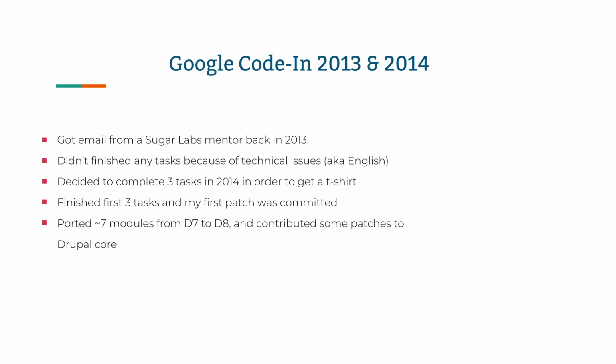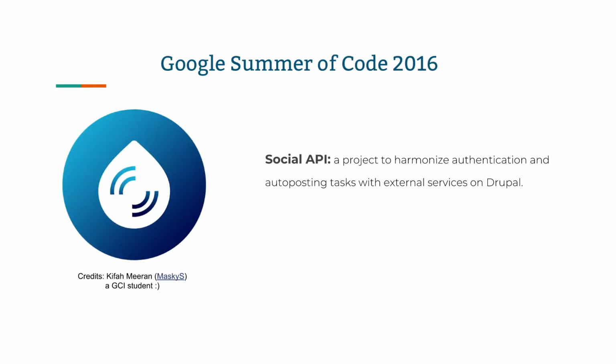At the end of GCI, which is a 7 week competition, I ported around 7 modules from Drupal 7 to Drupal 8, including easy ones like Scroll to Top, and harder ones like Administer Users by Role. And I contributed some patches to Drupal core. And then in 2016, I did Google Summer of Code, and I worked on the Social API, which is basically a project to harmonize authentication and auto-posting tasks with external services on Drupal.